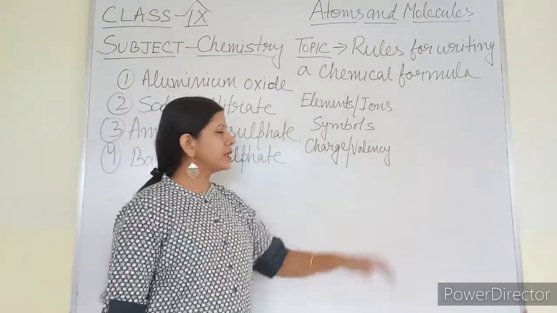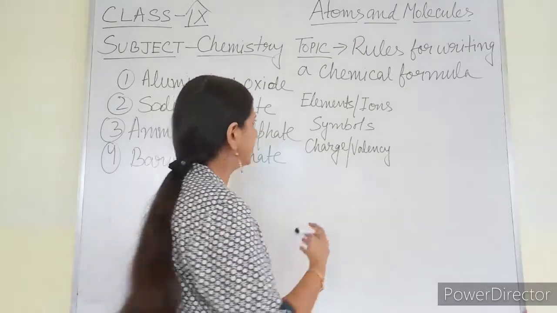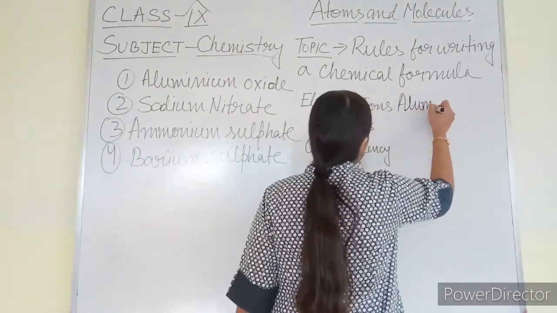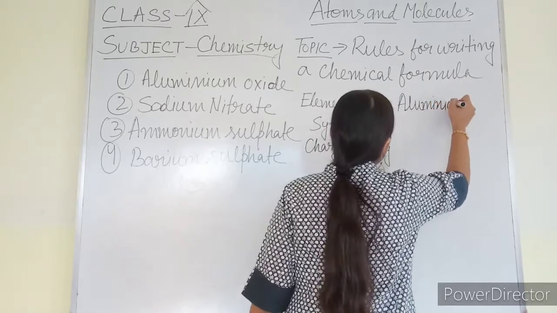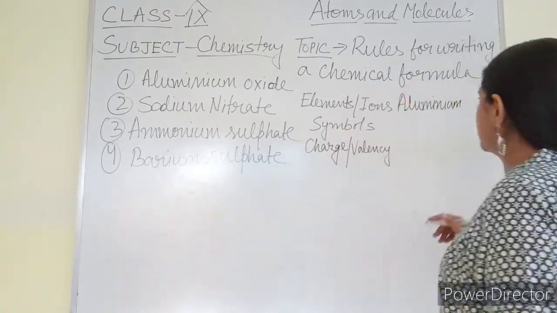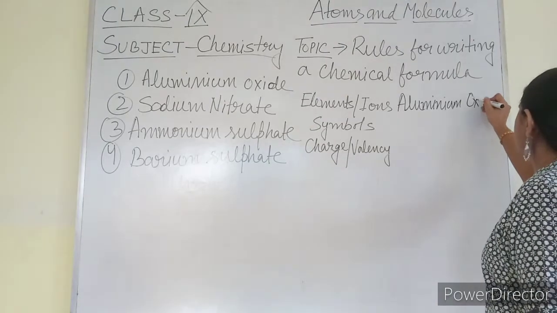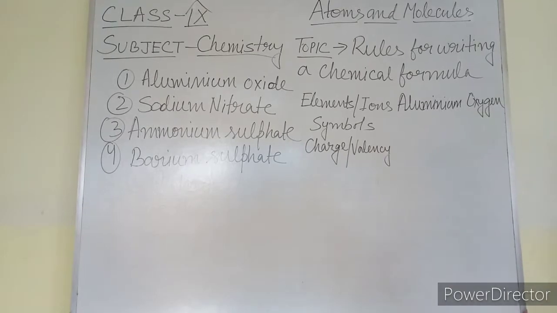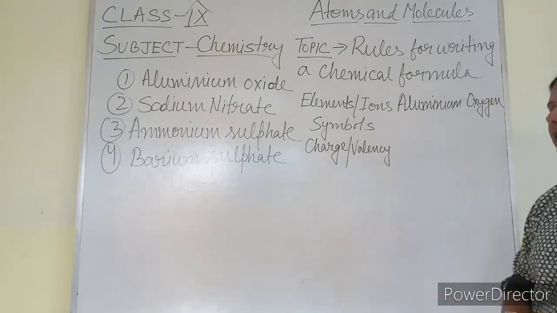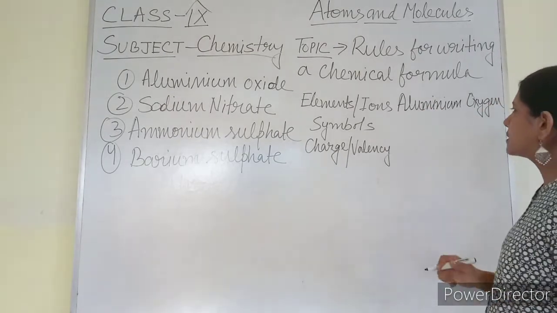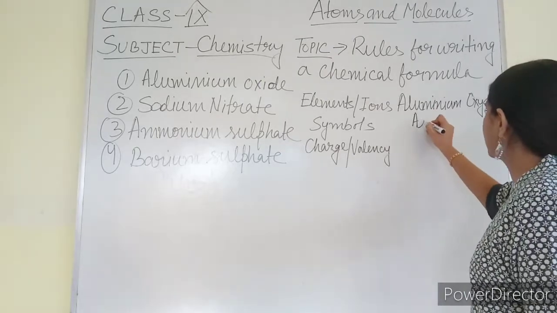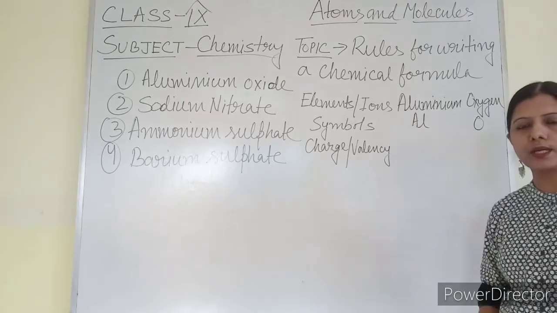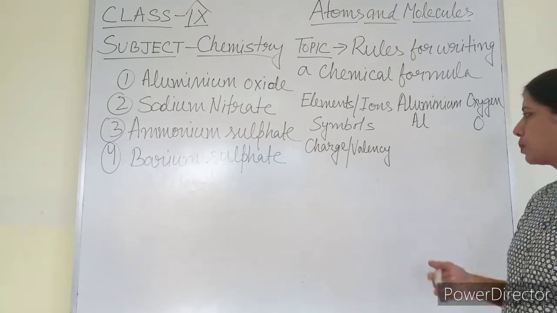As I told you, first you have to write down the name of the element. So what are the elements? Either element or ion. One is aluminium and another one is oxygen. These are the elements which are going to form the compound. What are the symbols? Aluminium is Al and oxygen is O. You have to write these things down so that you can do it in a proper way.